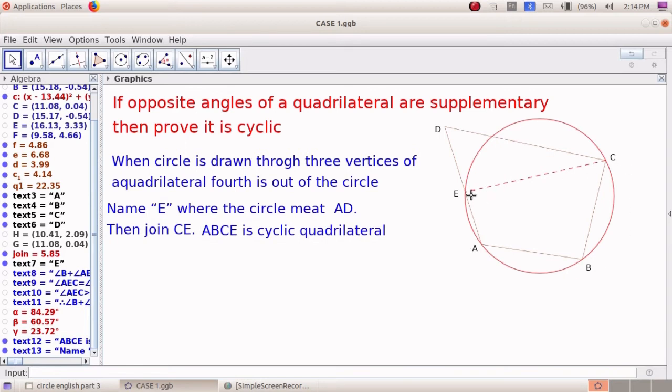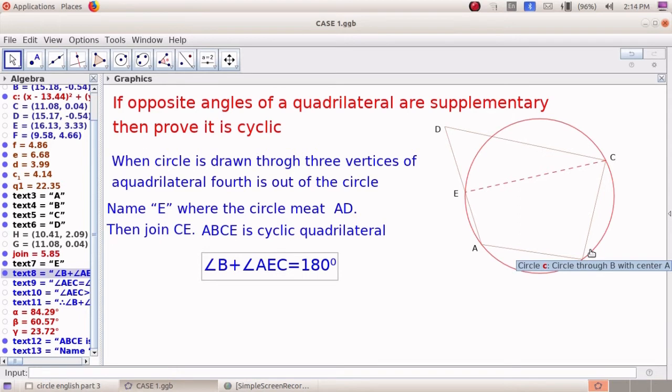Okay. Now our aim is to find out the sum of these two angles. Okay, what will be the sum of these two angles? We see angle CEA plus angle B. These two angles together are opposite angles of a cyclic quadrilateral. Therefore, their sum is 180 degrees. That means angle B plus angle AEC, these two angles together will be 180 degrees.